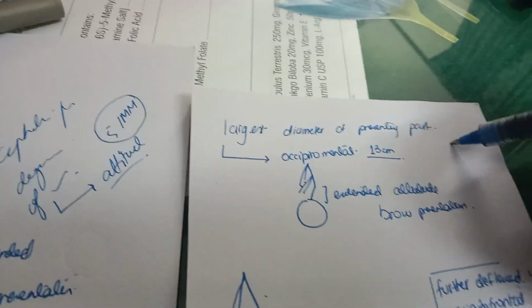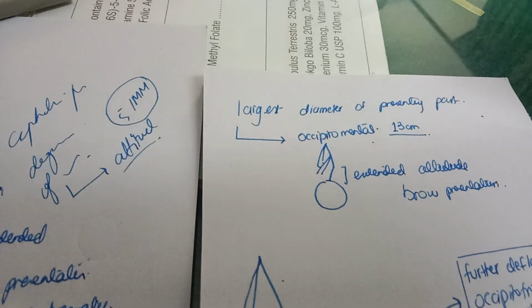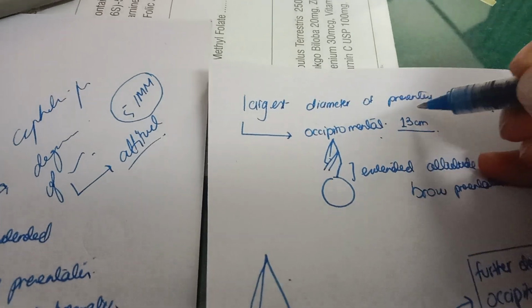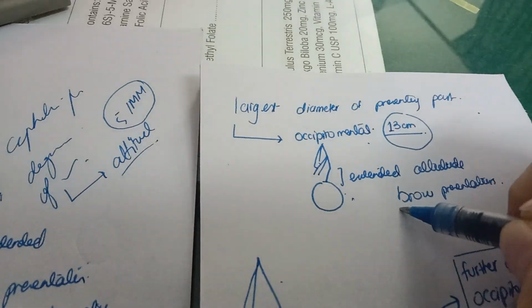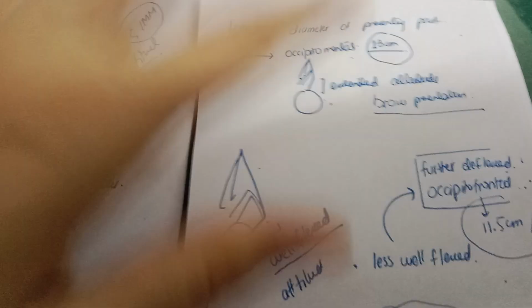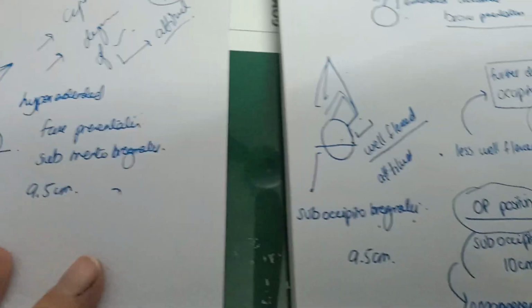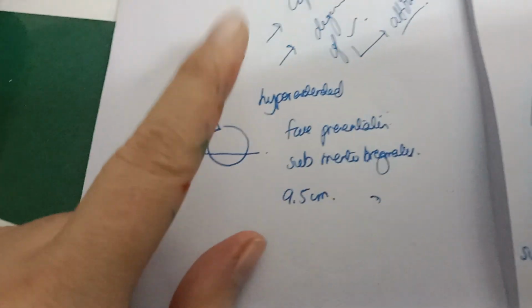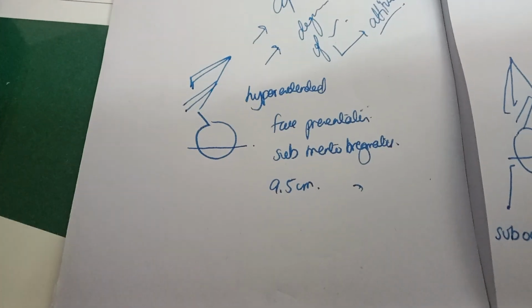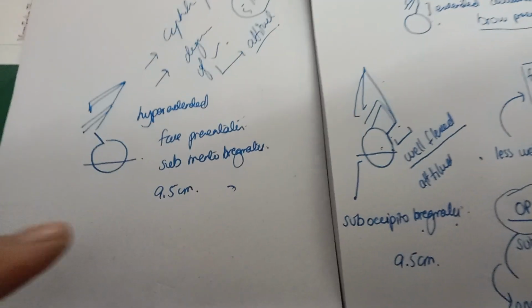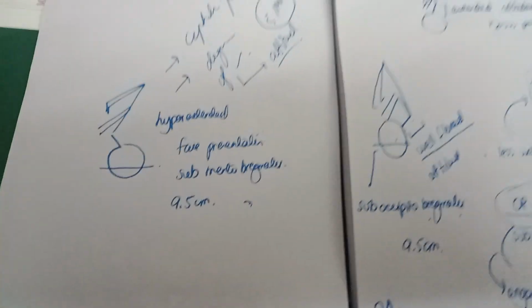Okay. Now, the largest diameter of the presenting part, which cannot be delivered normally, is occipitomental. You go mental, it's not delivering. Oh my god. So it's 13 centimeters. Okay, and the attitude is extended, and the presentation is brow presentation, which is also known as the military presentation. Now, again, we have the hyperextended neck, which is the opposite of a well-flexed neck. And the diameter values are the same, that are 9.5 centimeters, but that is suboccipitobregmatic, and this is submentobregmatic. Okay, thank you.